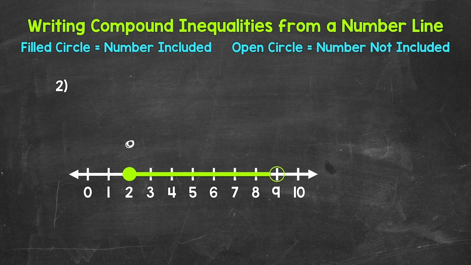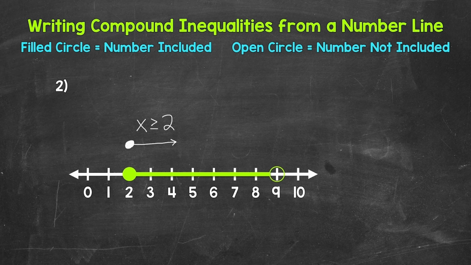So we have 2 included here, and then we want the numbers to the right. So our inequality here, and we will use x for our variable, is x is greater than or equal to 2. Next, we have an open circle at 9.